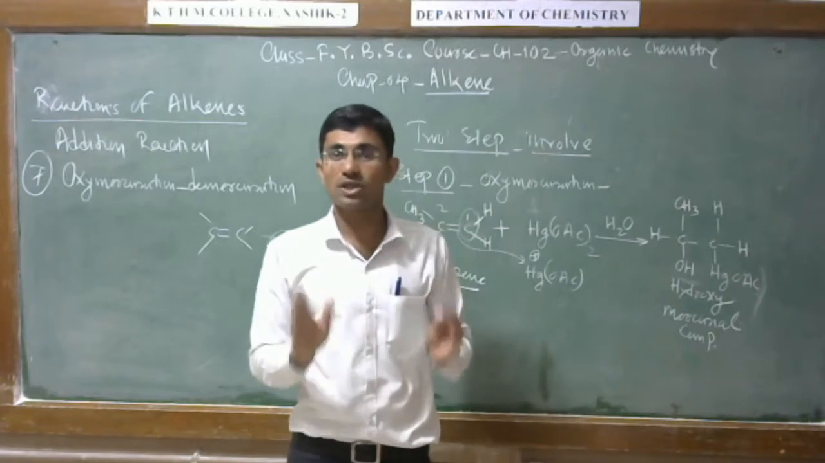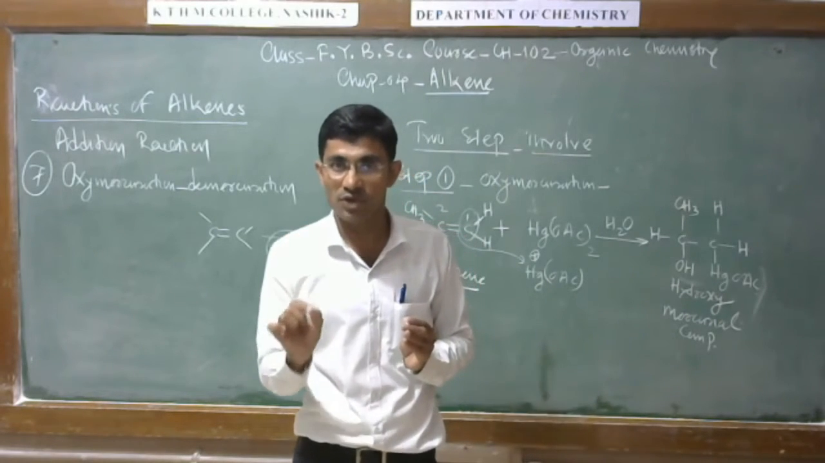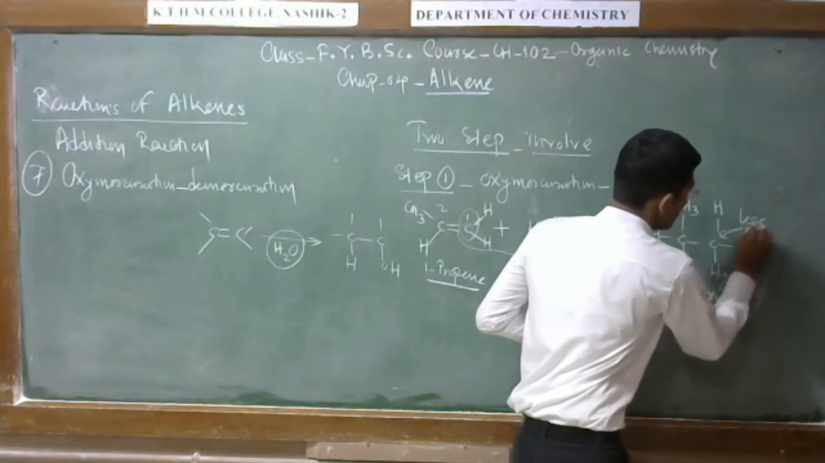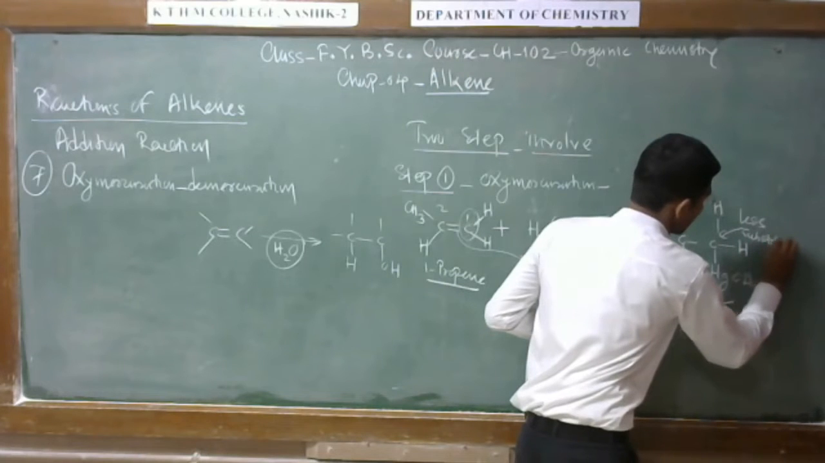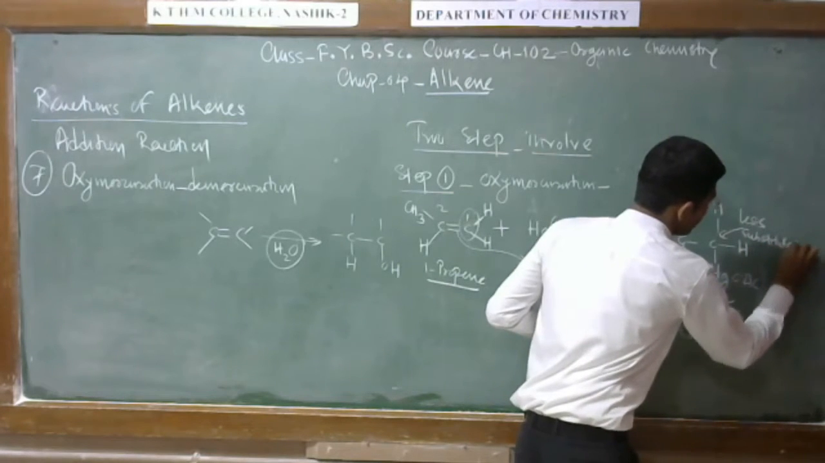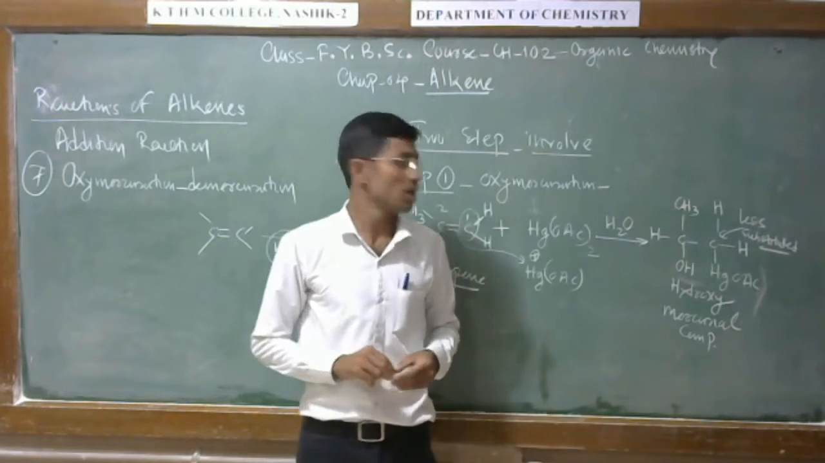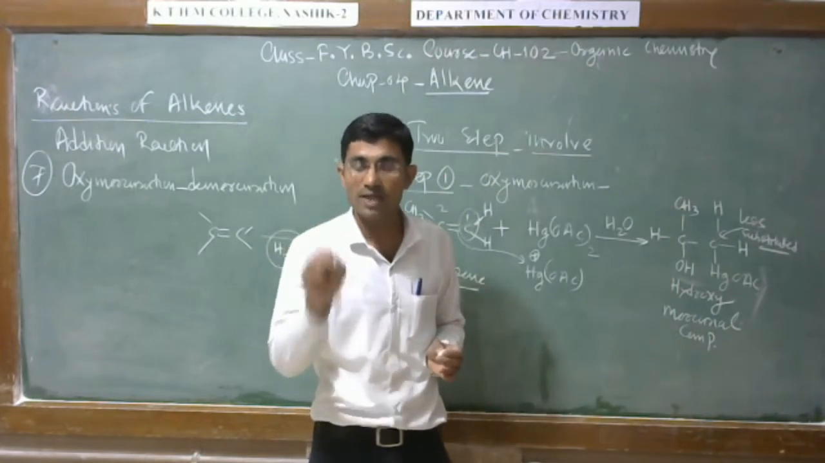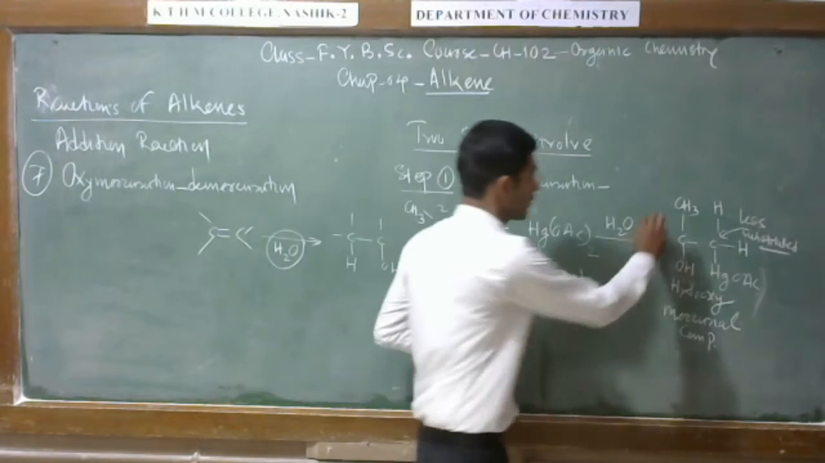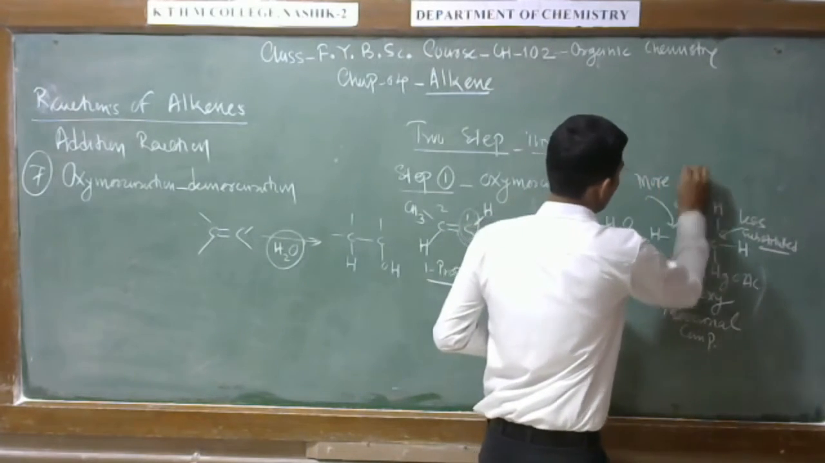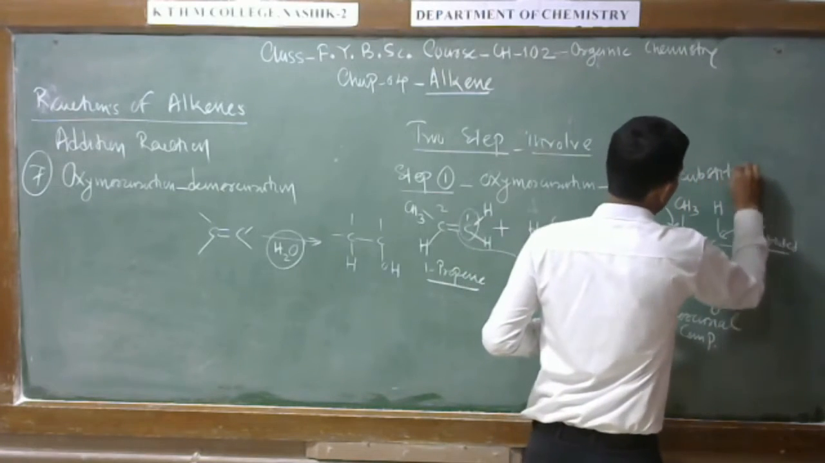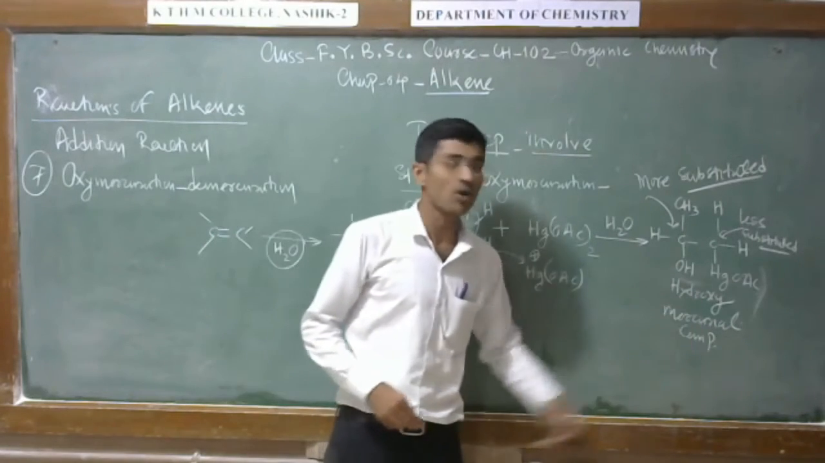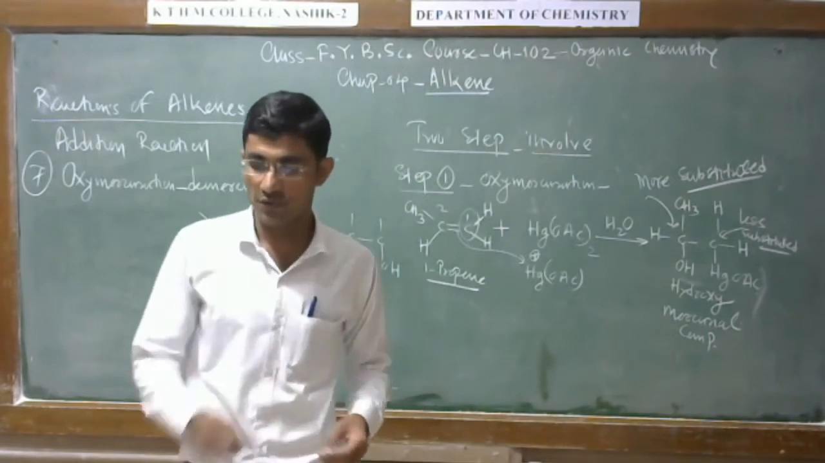Mercury gets attached to which carbon? Which is the less substituted carbon. So mercury is attached to which carbon? Which is the less substituted carbon. Okay? And OH from water, that is attached to which carbon? Which is the more substituted carbon. That carbon, OH gets attached. So in this way, in the first step, we get the hydroxymercurial compound formed. So this is the first step.